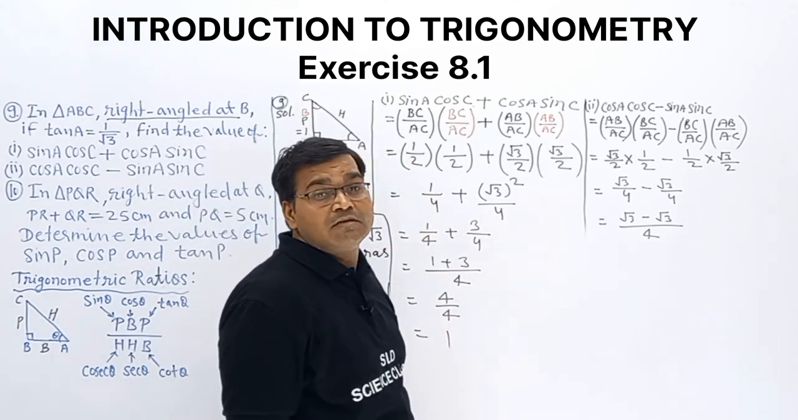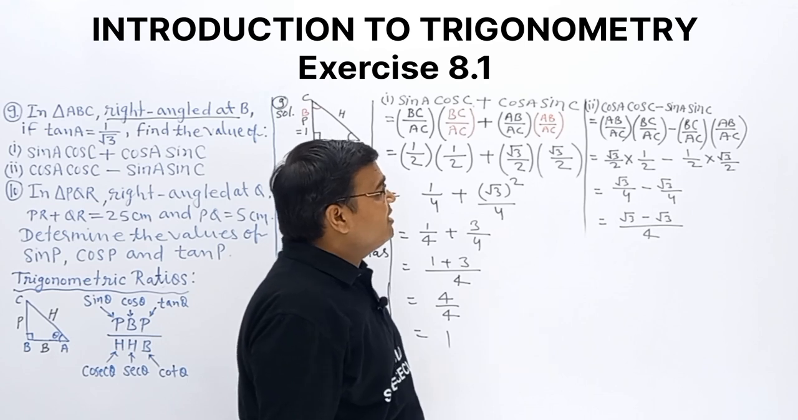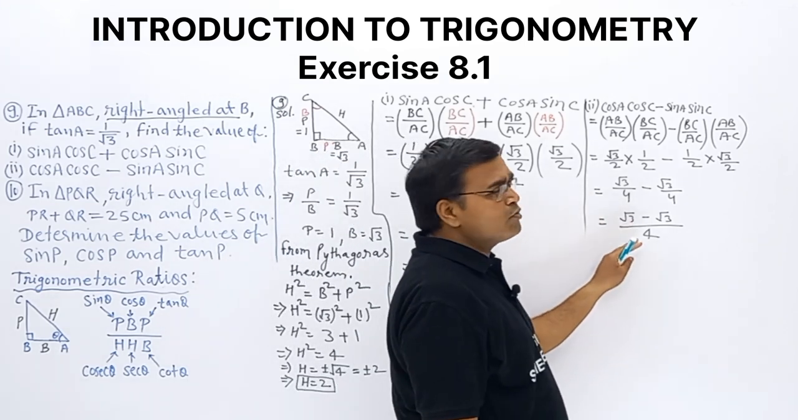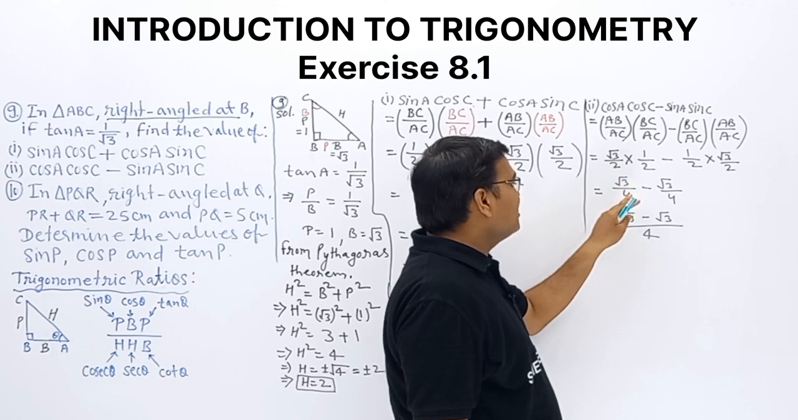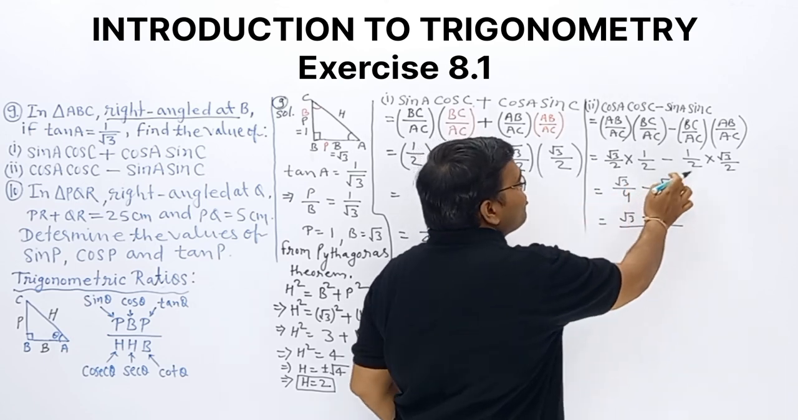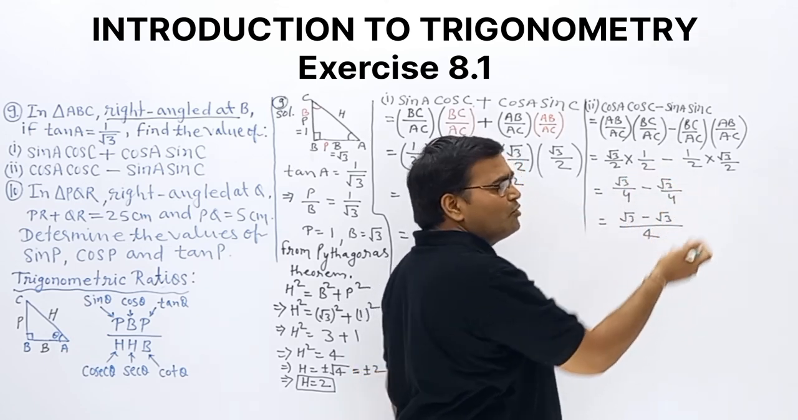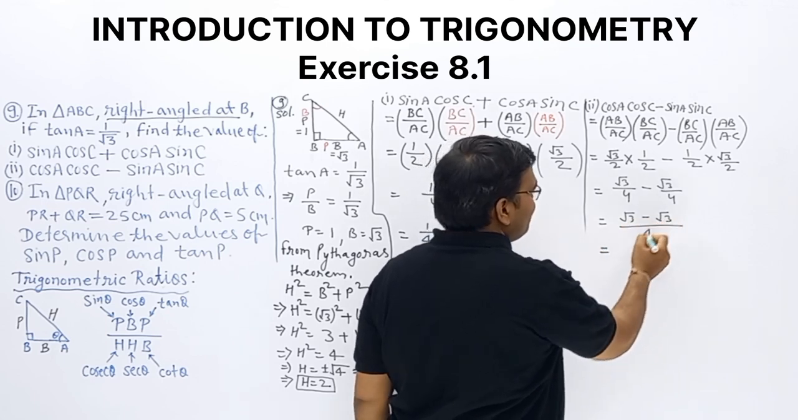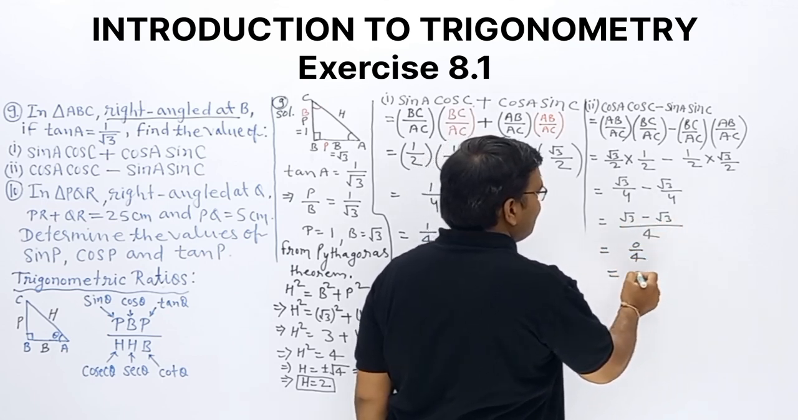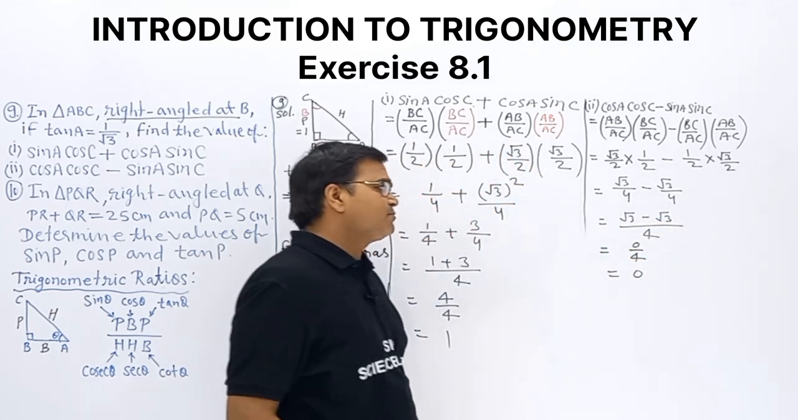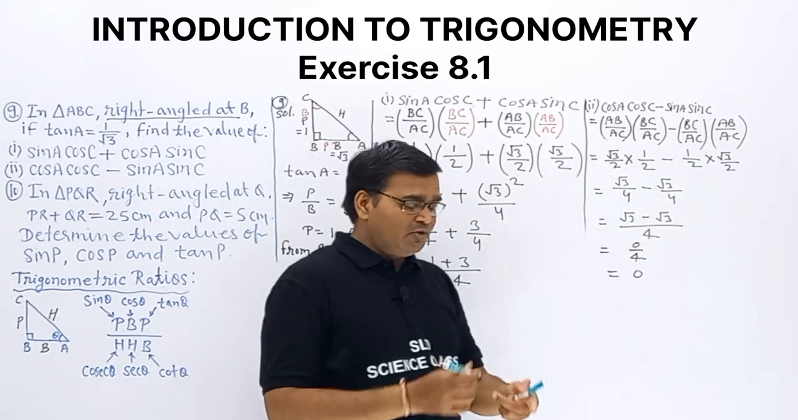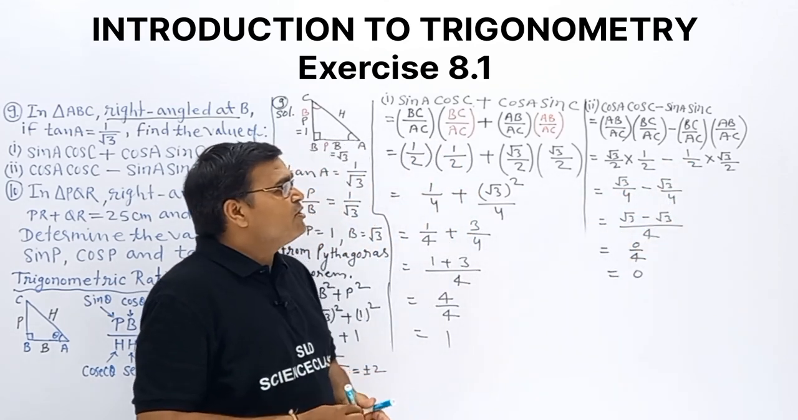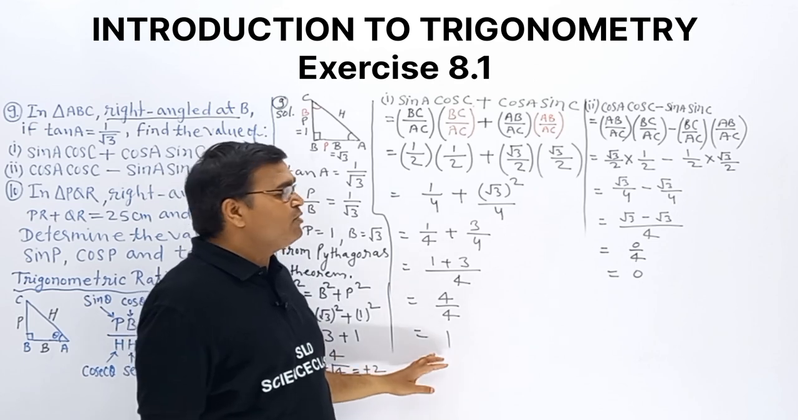Clear? Without taking LCM, it is not necessary to take LCM, because square root of 3 by 4 minus square root of 3 by 4, we are getting 0. So directly we can say this will be 0 by 4, or finally we can say the result will be 0. Directly we can write this one is cancelled with this one, so the answer will be 0. So its value is 0, and its value is 1.